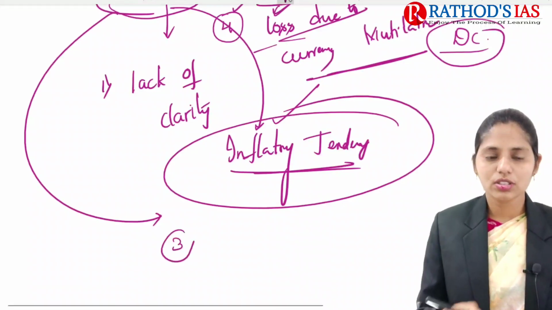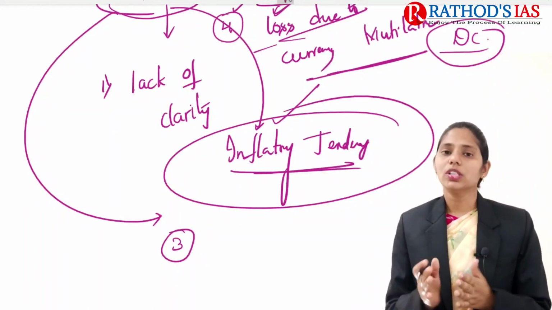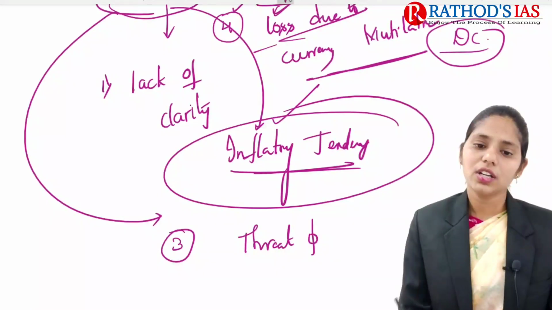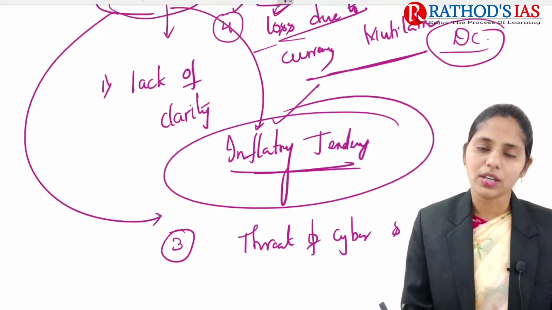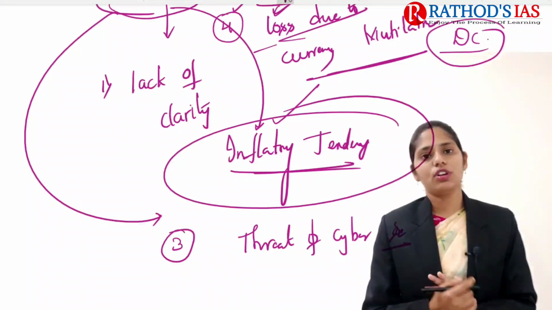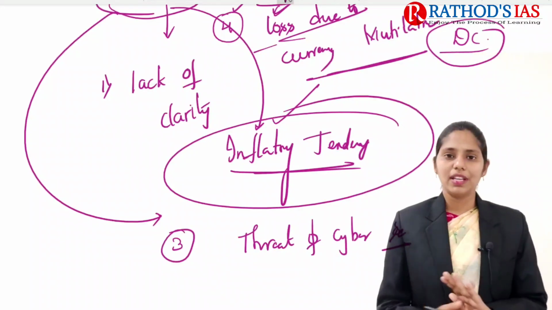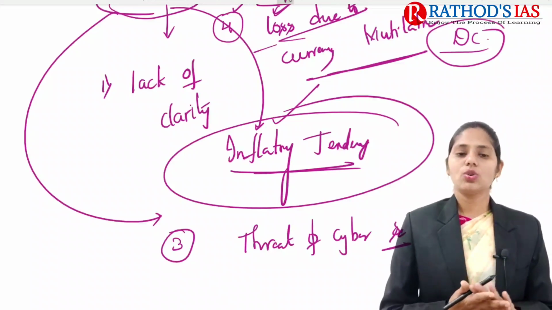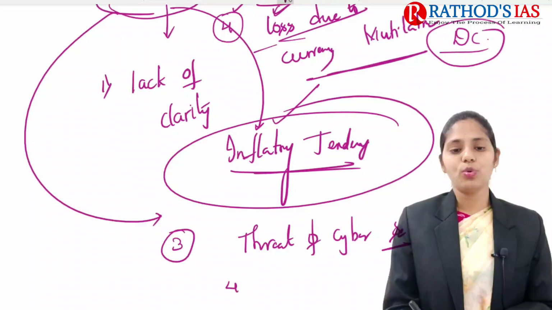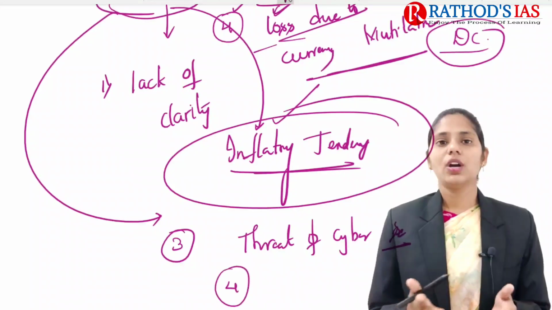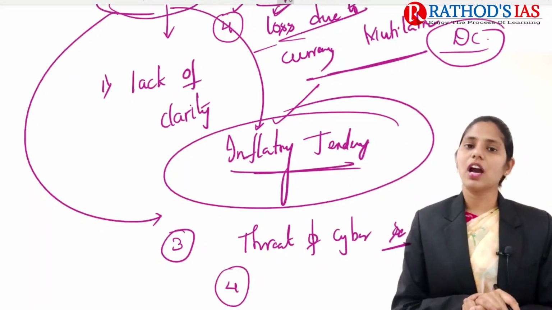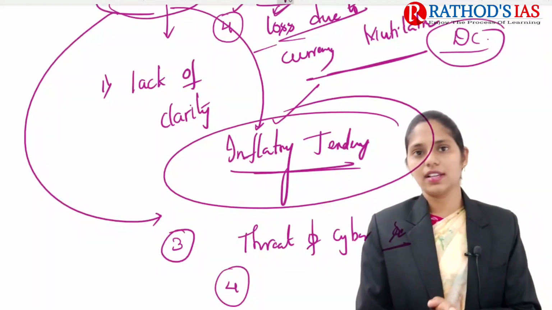And now let us see the third important challenge. The third important challenge here is the threat of cyber security. If you are following current affairs, you are getting many reports regarding the increasing cyber threats. Especially the people who are digitally illiterate are mainly left behind. So these are some important challenges regarding this central bank digital currency.